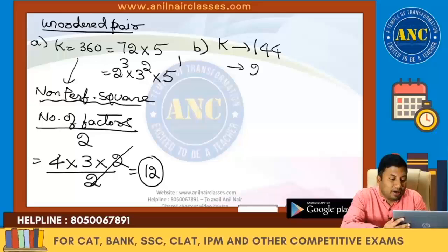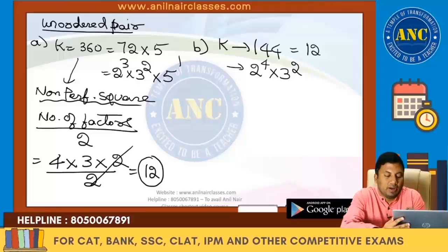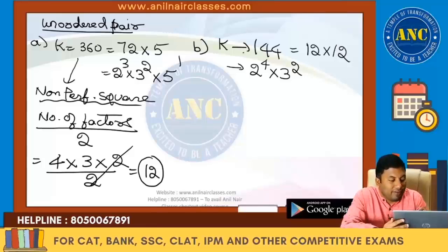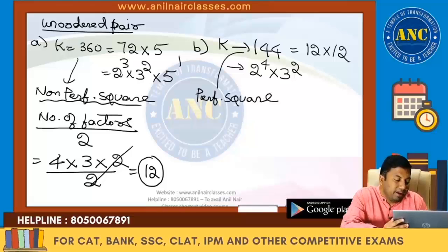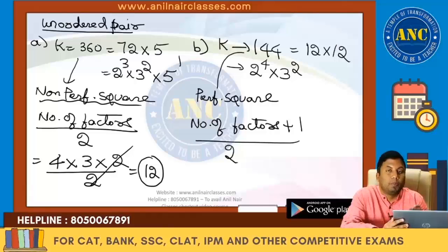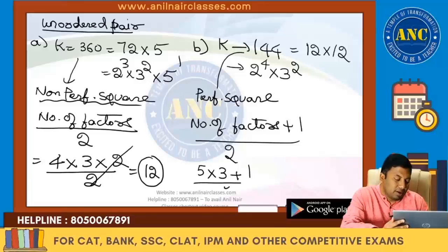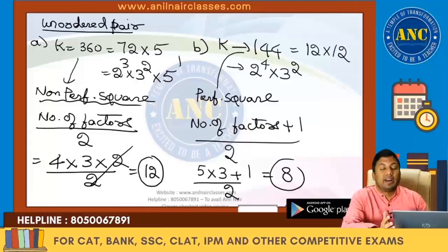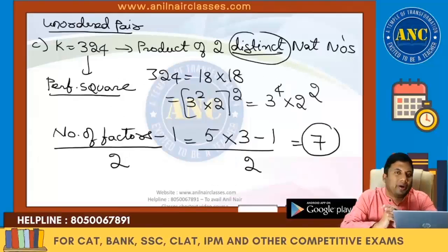144 is nothing but 16 into 9, 2 power 4 into 3 square, which is 12 into 12. So 144 is a perfect square. If it is a perfect square, by default it will be number of factors plus 1 by 2. 2 power 4 number of factors is 5. 3 power 2 number of factors is 3. So 5 into 3 is 15, plus 1 is 16, 16 by 2 is 8. I hope the second example is also clear. I hope you have understood the concept.